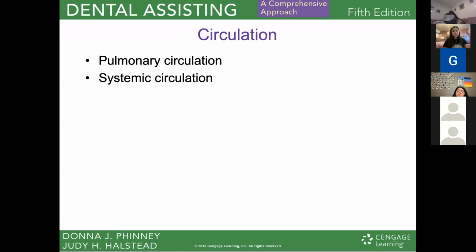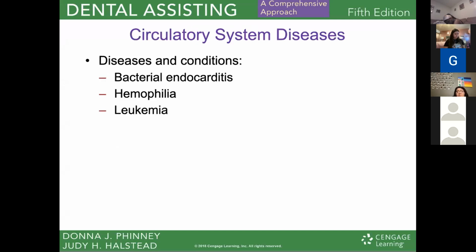Pulmonary circulation is the circulation of blood through the heart and back to the heart. Systemic circulation carries the blood from the aorta to the smallest blood vessels and back to the heart. Bacterial endocarditis is an inflammation of the heart lining. So we're talking about circulatory system diseases. Hemophilia is a disorder in which the blood fails to clot. And leukemia is a malignant progressive disease of blood forming organs. So it's a type of blood cancer.